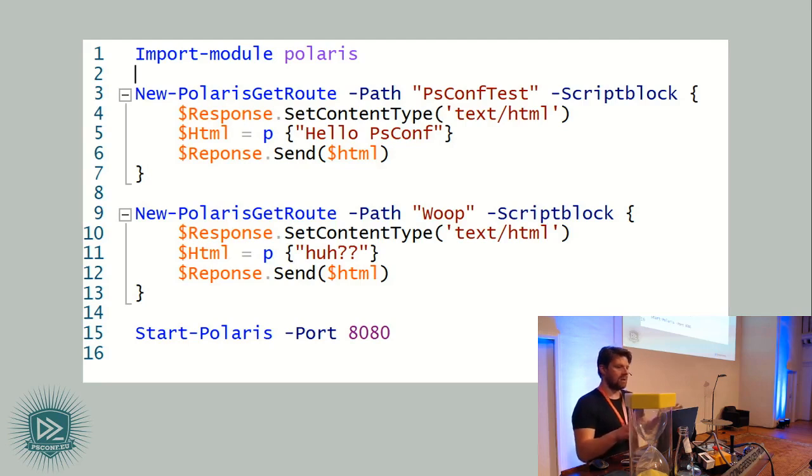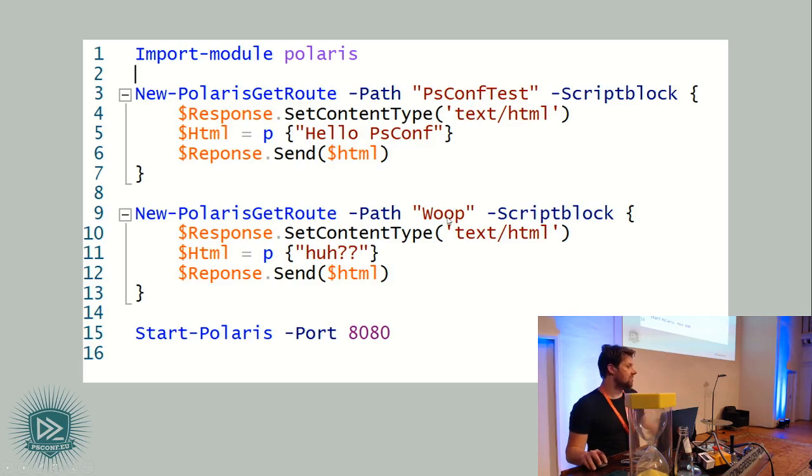A very basic example here: I import the Polaris module, and I have 2 routes here, 2 GET routes. You can see New-PolarisGetRoute. And then the path is like /psconf test, and I set the content. $response is a variable that you automatically have in the script blocks. You set the content type to text/HTML. I send back P, the P element from PSHTML. I create a paragraph here, and I simply say hello psconf. And then I send that variable HTML back. And that's it. That's pretty easy, right?